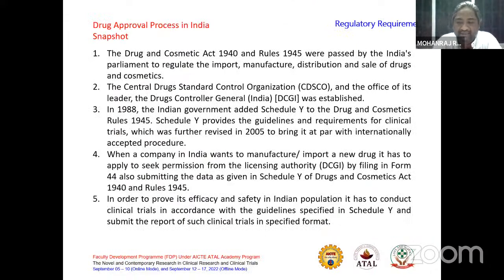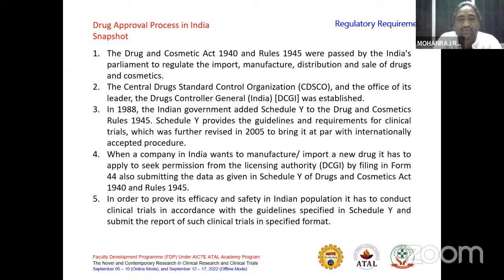So particularly the more updated, upgraded drug approval process in India. The Drugs and Cosmetics Act 1940 and Rules of 1945 were passed by the Indian Parliament to regulate the import, manufacture, distribution, and sale of drugs and cosmetics. The CDSCO, abbreviated as Central Drugs Standard Control Organization, and the office of the Drugs Controller General of India, was established. And in 1988, the Indian government added Schedule Y to the Drugs and Cosmetics Rules 1945.